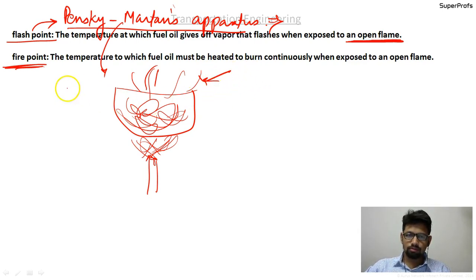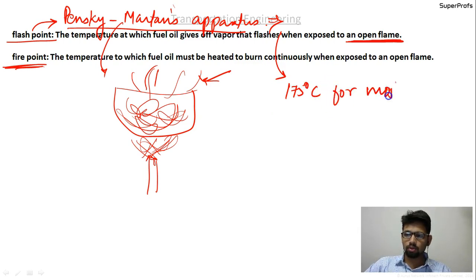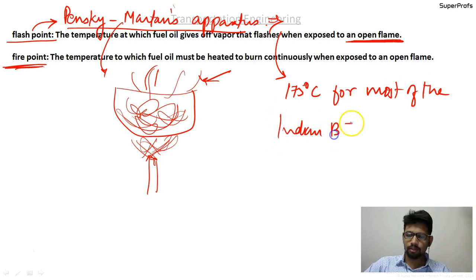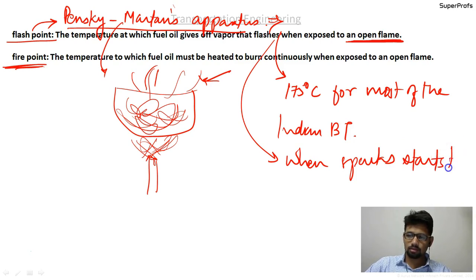Flashpoint is 175 degrees Celsius for most of the Indian bitumens. Flashpoint is when sparks start to come out. It just flashes when subjected to an open flame.